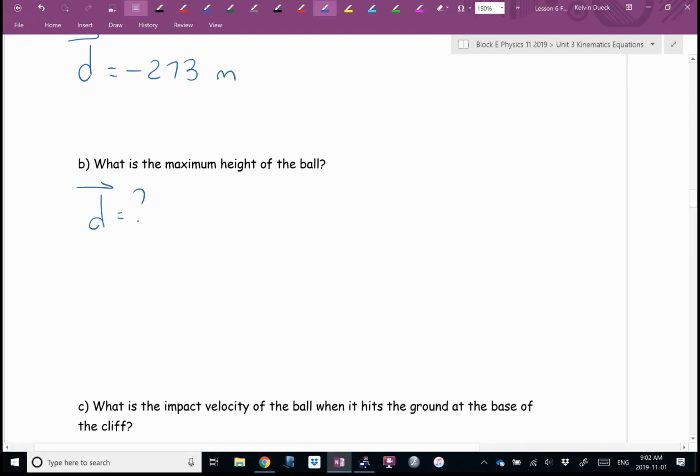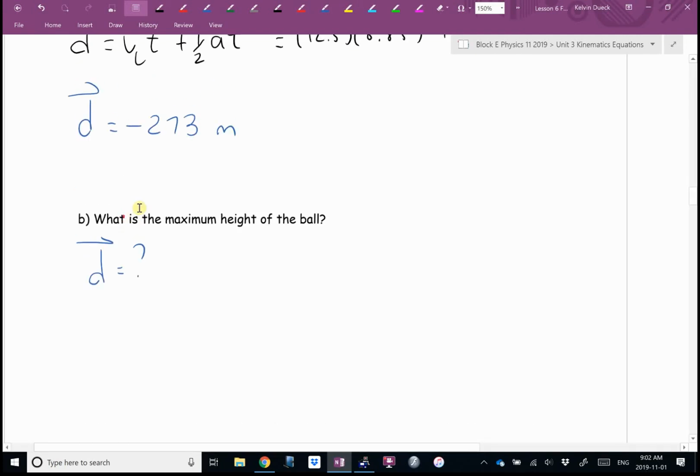Okay, now we're going to have to be careful and ask which of the data they gave us can we use. Is VI still 12.5? Yeah. Is A still negative 9.8? Yeah. Is the time to the top 8.5 seconds? I can't use T. That's only two things. I need three.